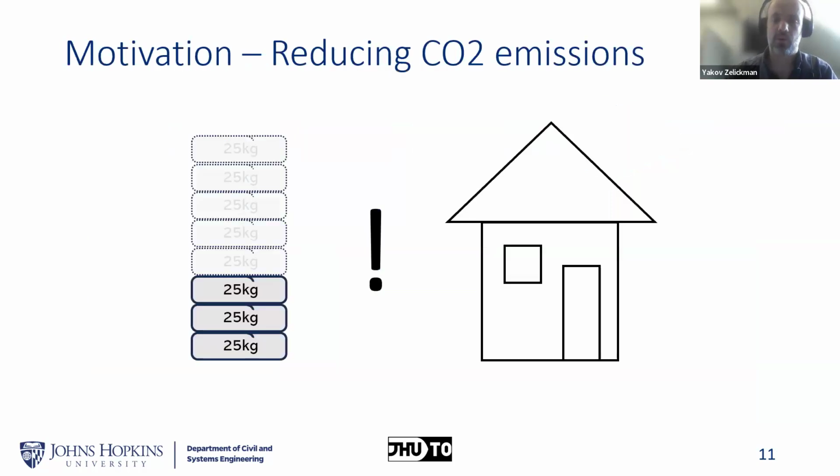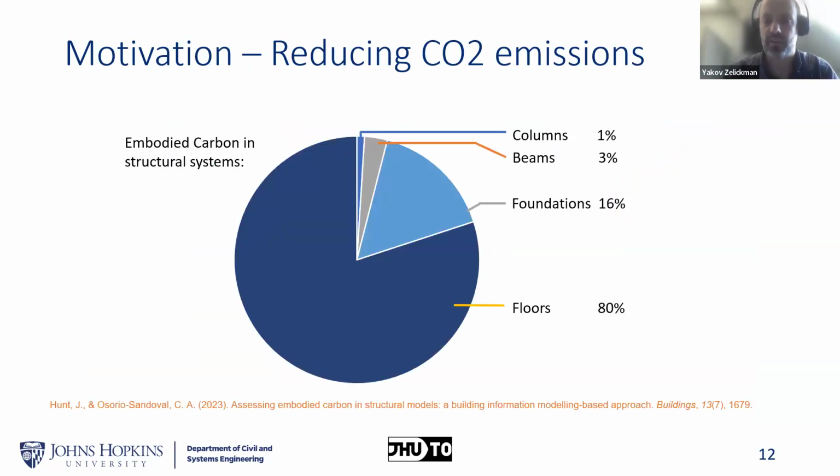Okay, so going back to our problem, we want to reduce the amount of material that we use in our structures. If you look at the distribution of, in this case, concrete in concrete structures, we see that the vast majority of the concrete is located at the floors. So really, if you want to have the maximal impact, we should try to reduce the floor mass, and even more so, this will reduce the force that has to be carried by the foundation, beams, and columns, so we have more savings.